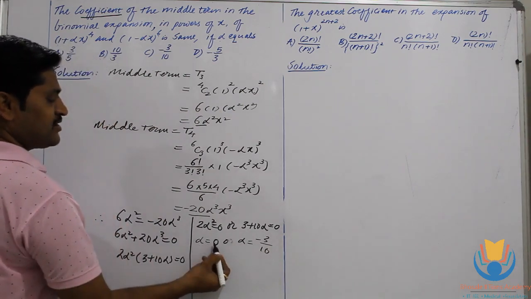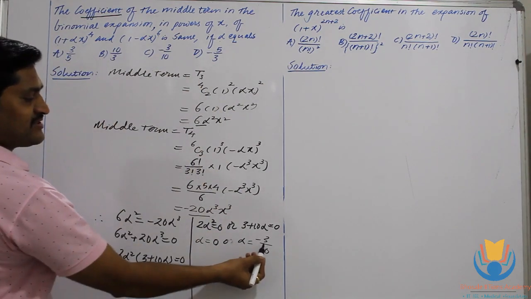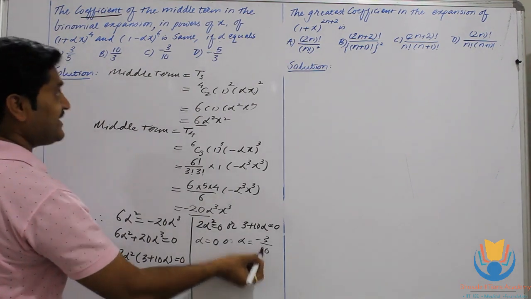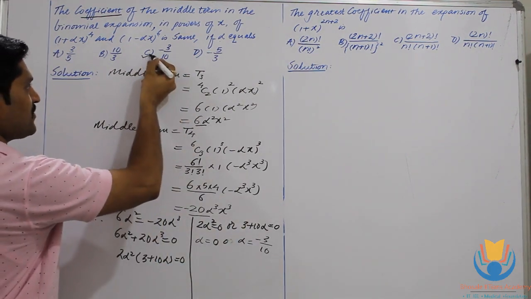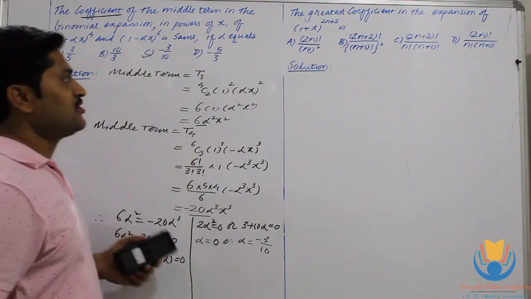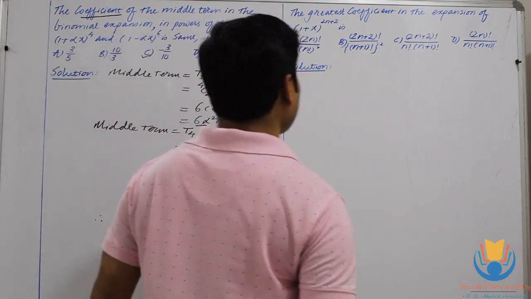So alpha equal to 0 is not there in the options, but you can see this minus 3 by 10 in the third option. So this is the correct option. So let's come to the second MCQ here.